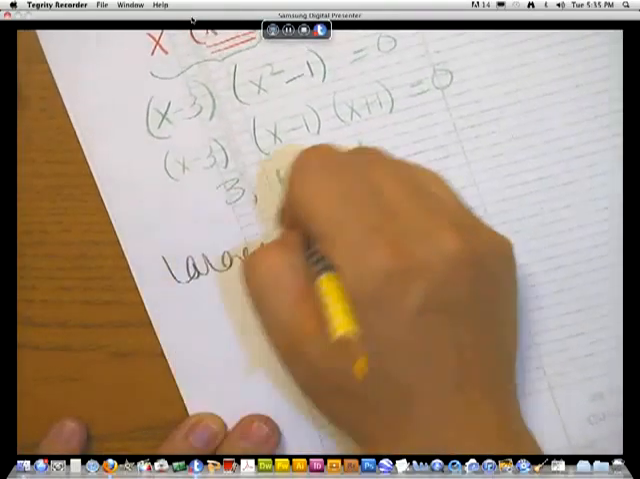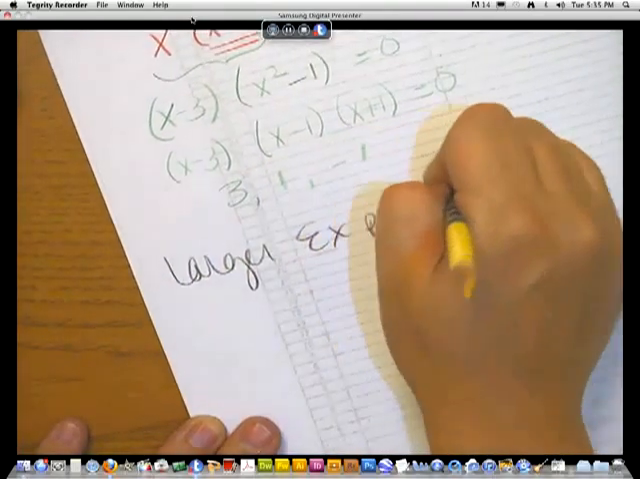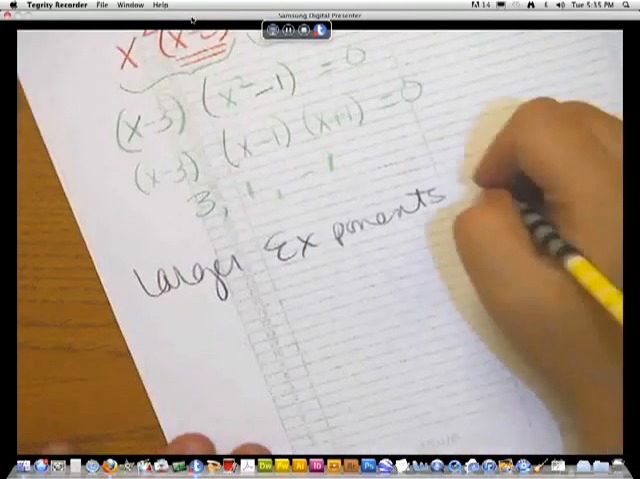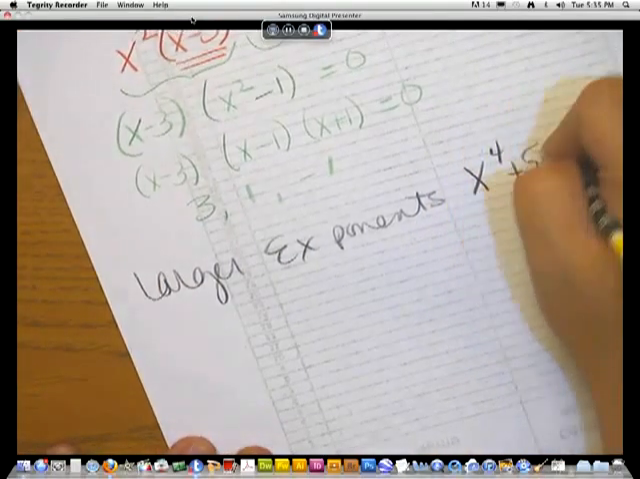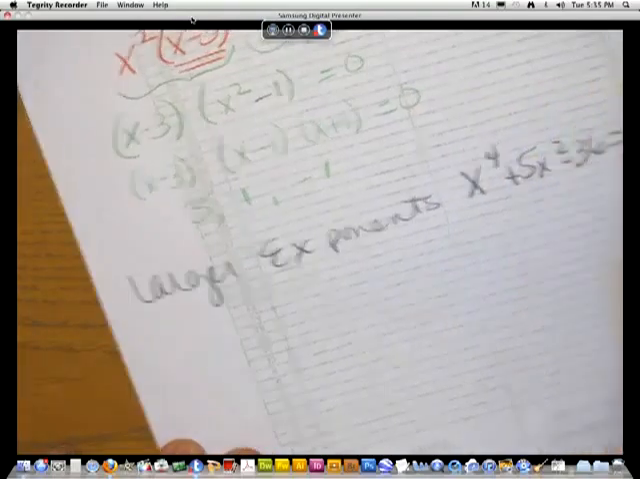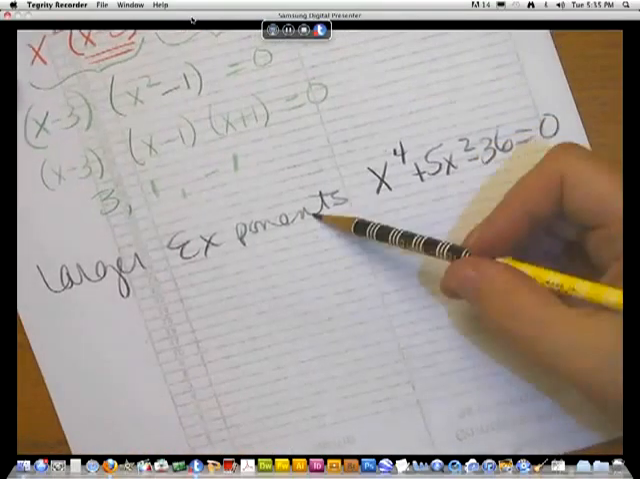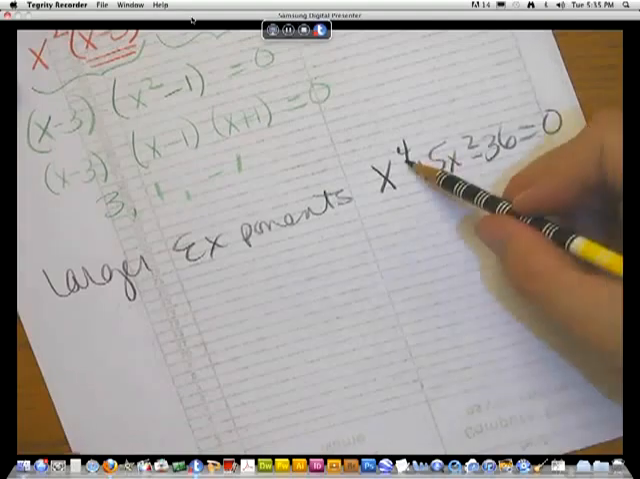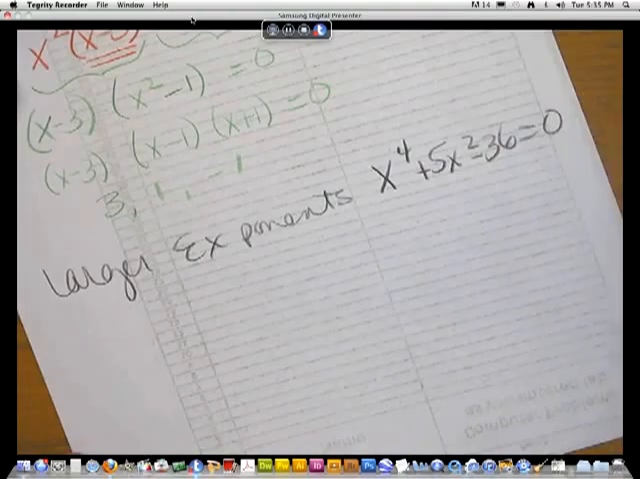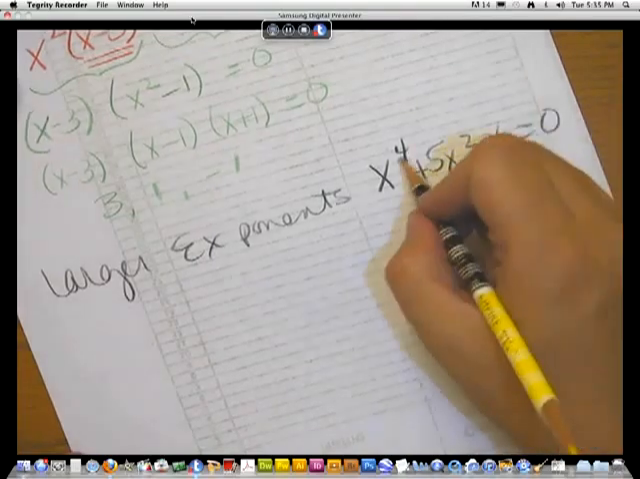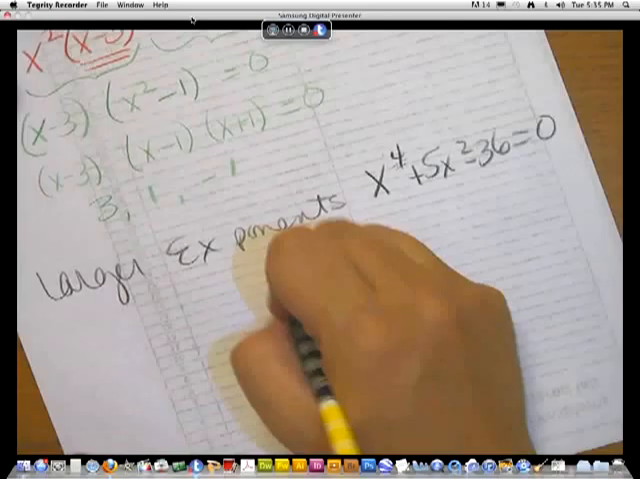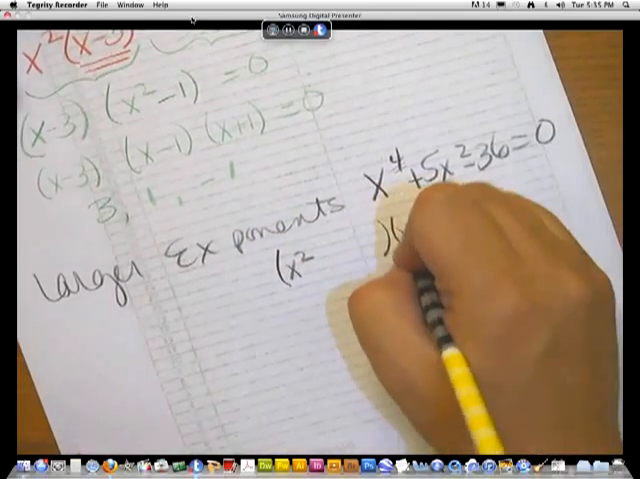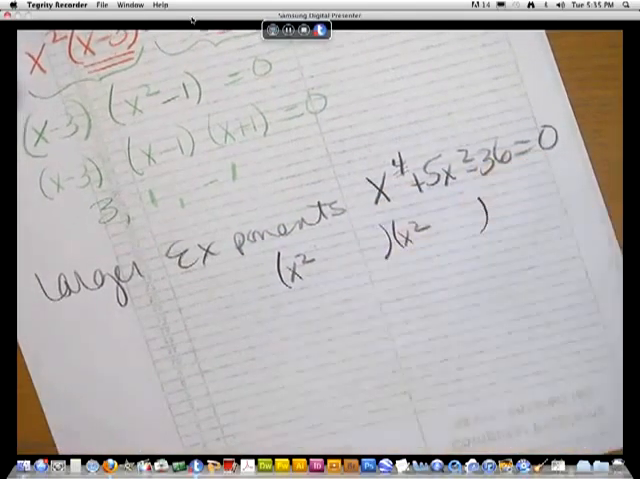All right, larger exponents. x to the 4th plus 5x squared minus 36 is 0. Larger exponents just means over 2, over 3, you know, we're getting 4, 5, 6. If it's even, it's just like a square, meaning we get to separate them into equal pieces. A 4 is even, so we're going to split it into even pieces, x squared, x squared.